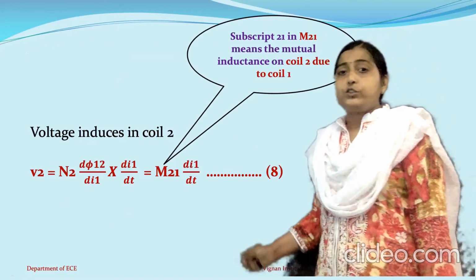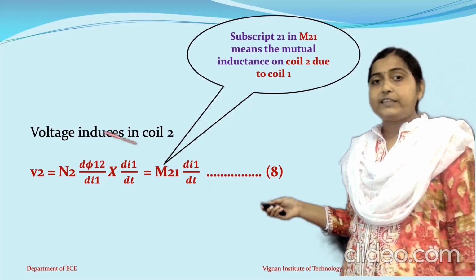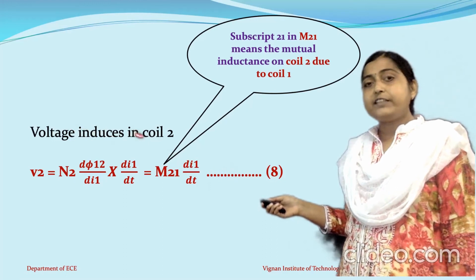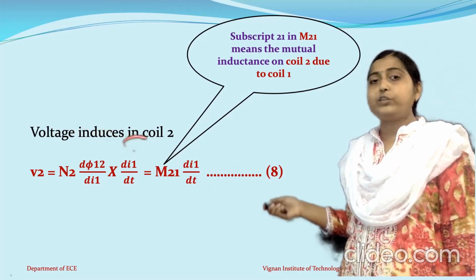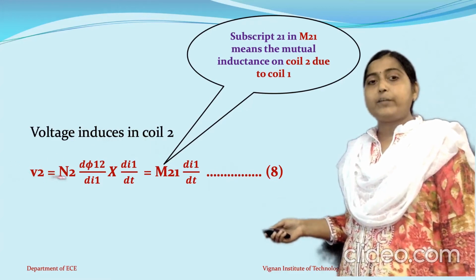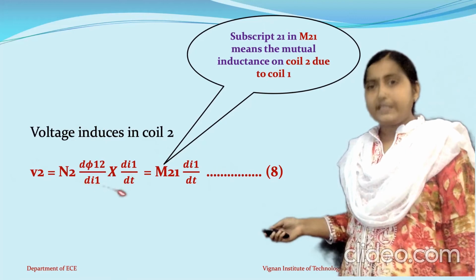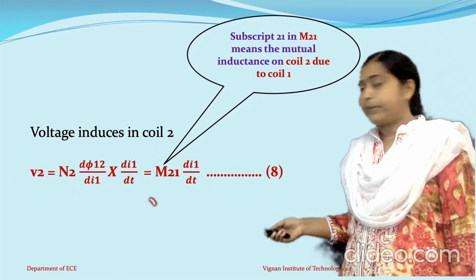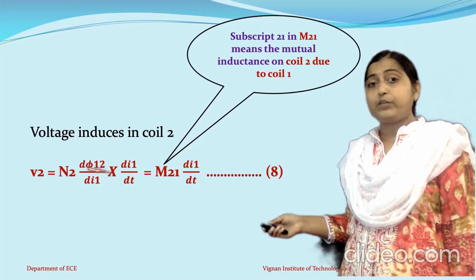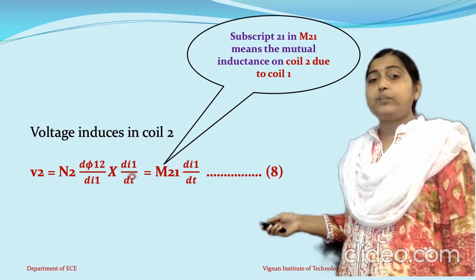Now we know that because of the current I1 of t flowing in the first coil, some flux has been linked to the second coil. Because of the flux linked with the second coil, some voltage is induced in coil 2, which we have represented as V2. This V2 is given by, again using the same expression according to Faraday's law, the number of turns N2 multiplied by the rate of change of flux linkage of the second coil due to the first coil, d phi12 by dI1, multiplied by dI1 by dt.